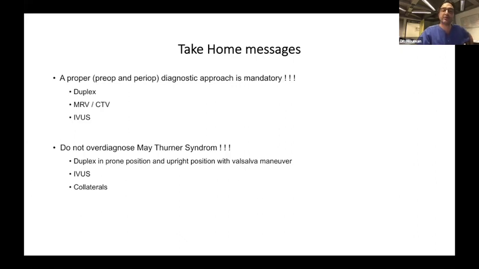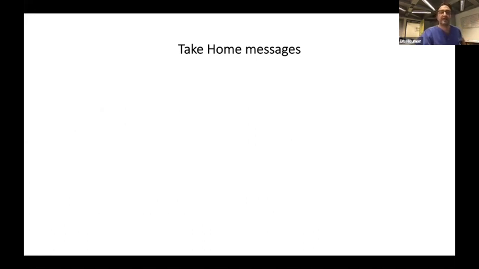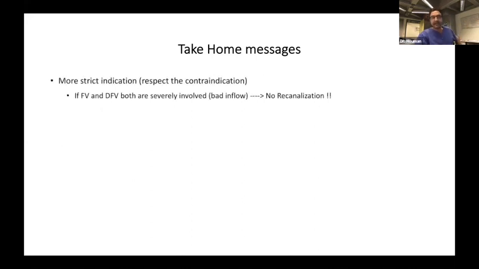Do not overdiagnose May-Thurner syndrome. Nearly in every lady in a supine position, you can create a compression and then call it May-Thurner. So this is not May-Thurner. You need more than just a compression, like looking with IVUS, looking for collaterals and duplex in prone and in upright position and Valsalva maneuver. The patient should have really signs and symptoms with impairment in his or her daily life. More strict indication again, and respect the recanalization.